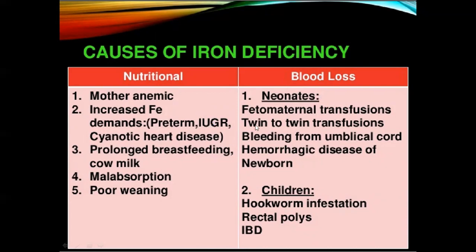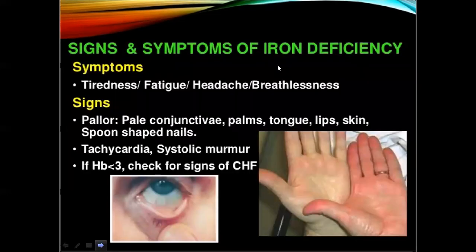Blood losses in neonates: feto-maternal transfusion, twin to twin transfusion, bleeding from umbilical cord, hemorrhagic disease of newborn. And in older children: hookworm infestation, rectal polyps, and irritable bowel syndrome. Symptoms of iron deficiency are tiredness, fatigue, headache, and breathlessness. Signs are pale conjunctiva, palms, tongue, lips, skin, spoon-shaped nails. Tachycardia, systolic murmur. If hemoglobin is less than 3, check for signs of CHF, congestive heart failure.